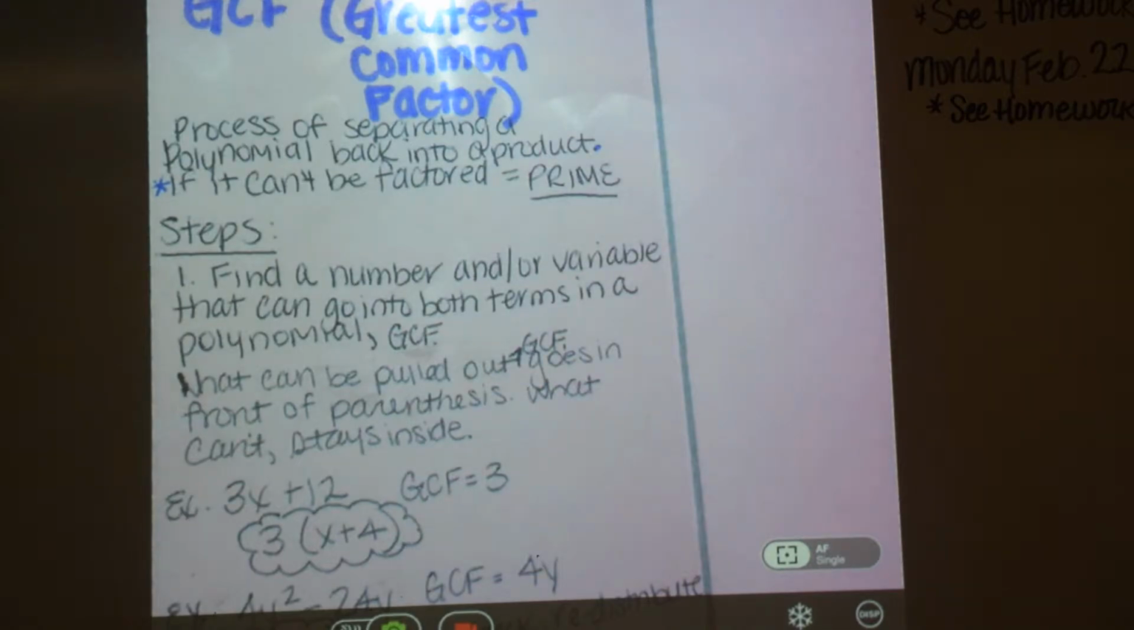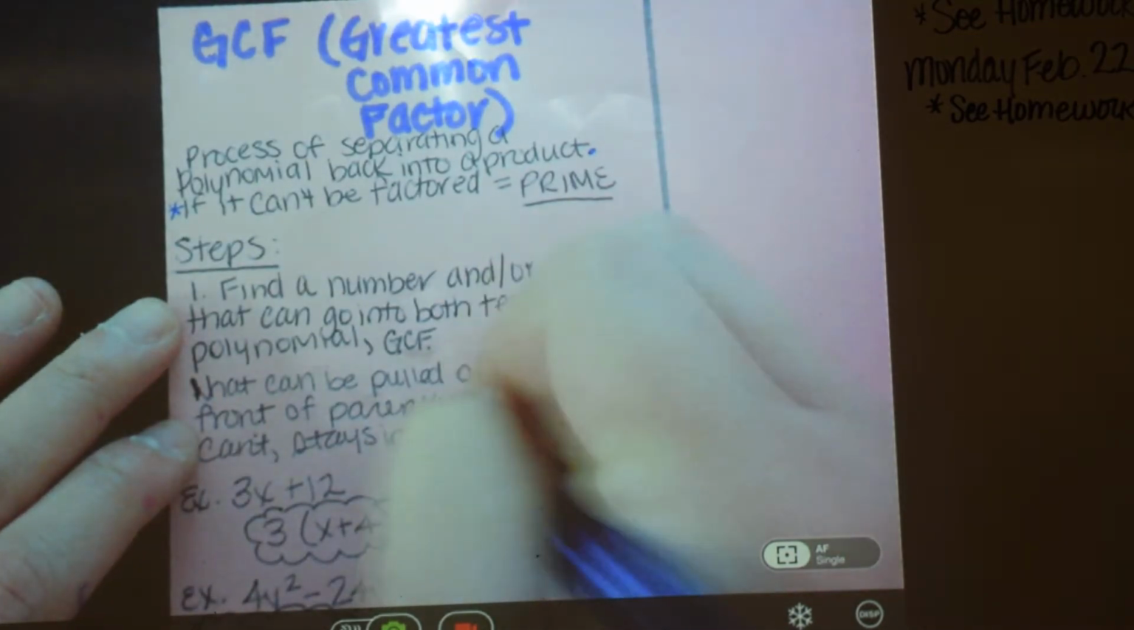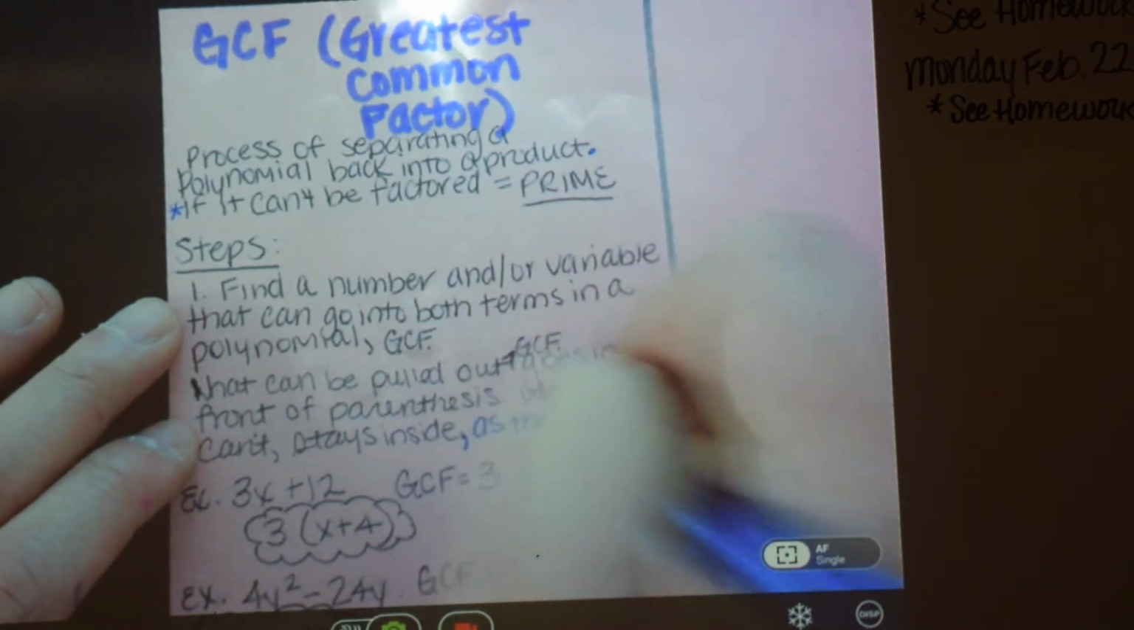Whatever can be pulled out, which is the greatest common factor, goes in front of parentheses. And whatever can't stays inside as the remainder.